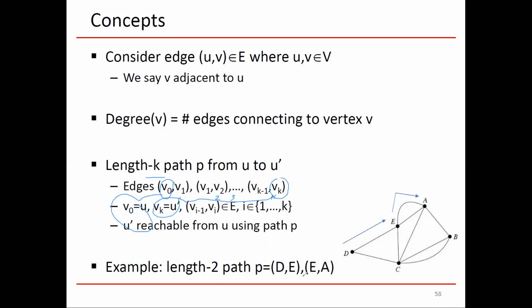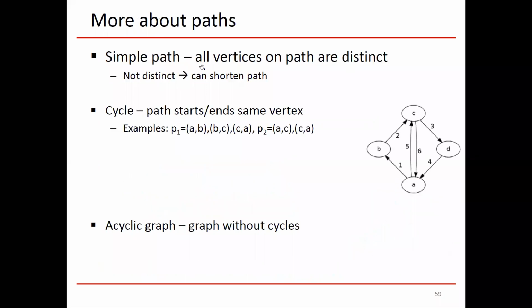For example, let's look at a path. We start at D, we go to E, that's the edge DE. Then from E to A, the edge EA, and taking their combination, we went from D to A. That's a length 2 path. More about paths. A simple path is a path such that all the vertices on the path are distinct. Distinct meaning that you don't have the same vertex appearing twice. All the nodes are different.